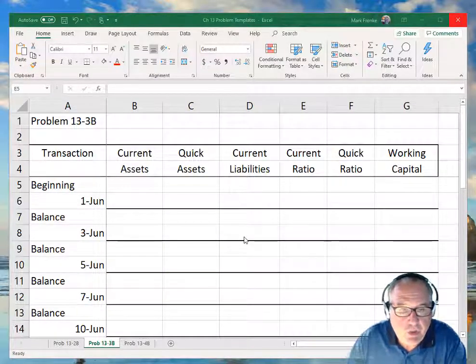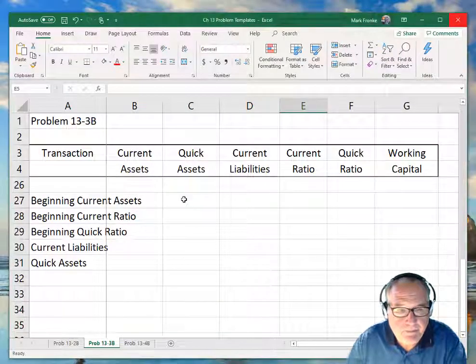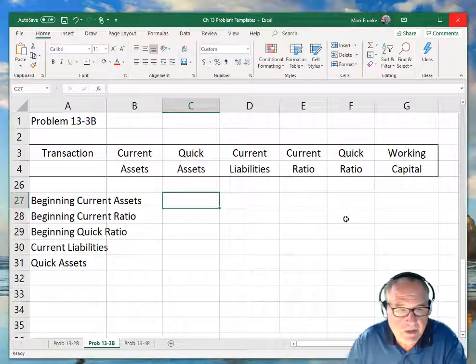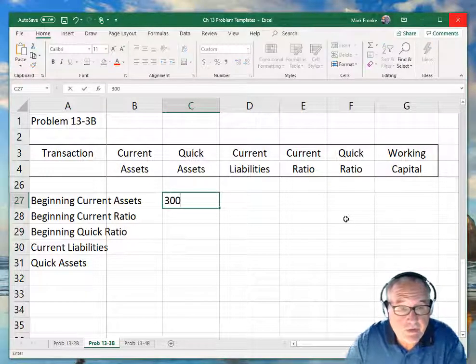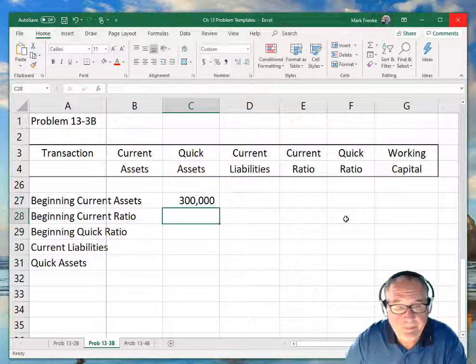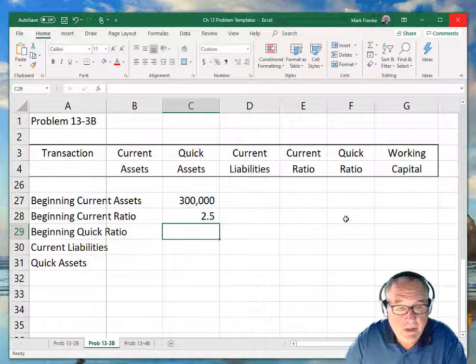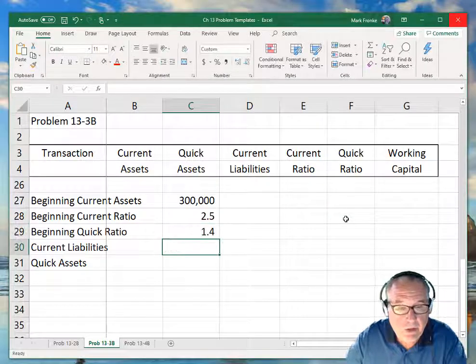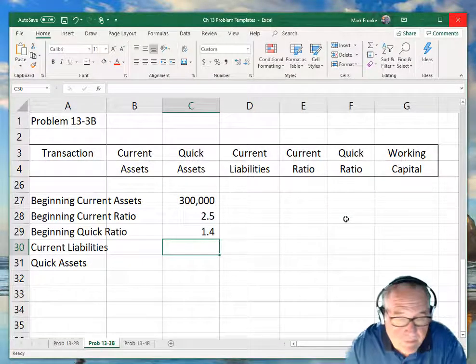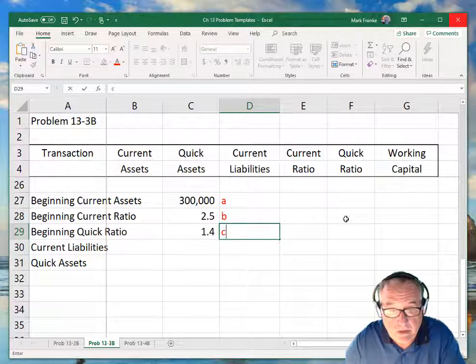So the first thing I'm going to do is go down to the bottom, and I need to calculate current liabilities and quick assets from what they've given us in the book. They've told us that current assets is 300,000. They've told us that the current ratio is 2.5. And they've told us that the quick ratio is 1.4. So using that information, and we'll label this A, B, C.